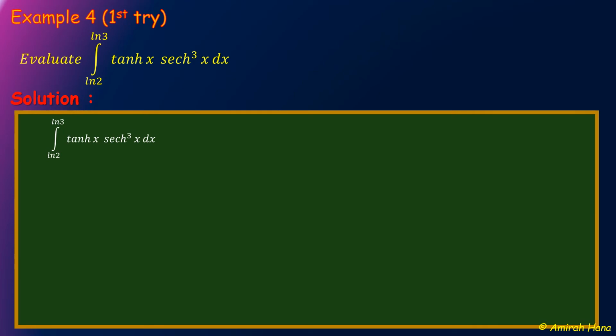Alright, we look at example 4 in video 2.4.2. Okay, let's say we don't know how to choose the correct u. Let's say we're doing the first try. From the function tanh x sec cube x, let's say we want to integrate this function.